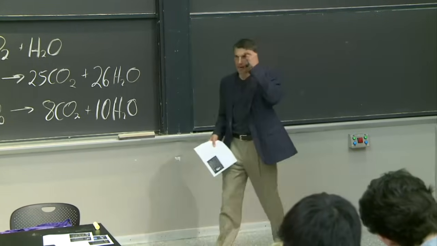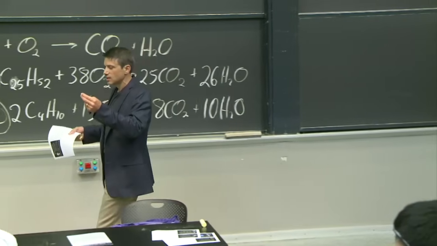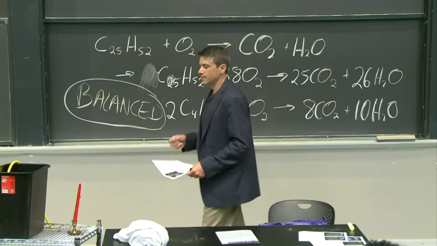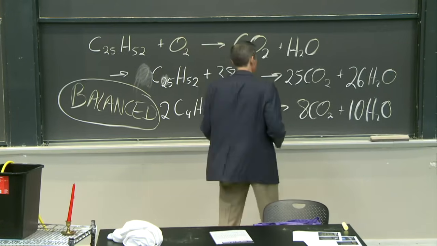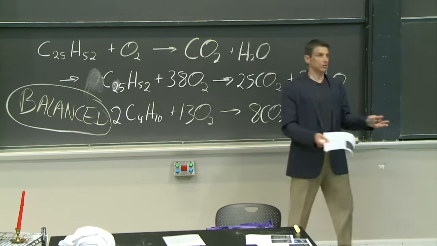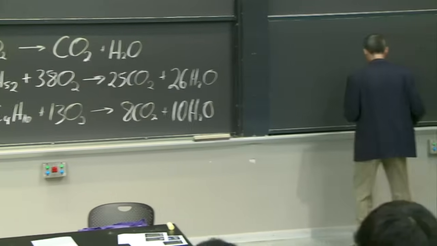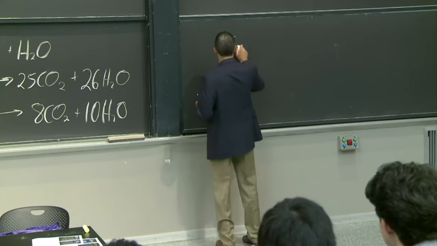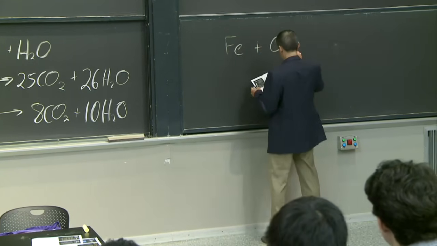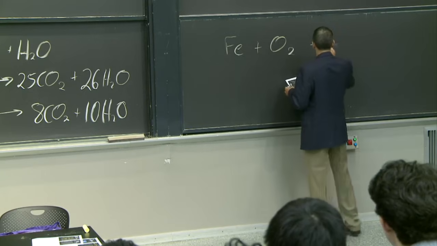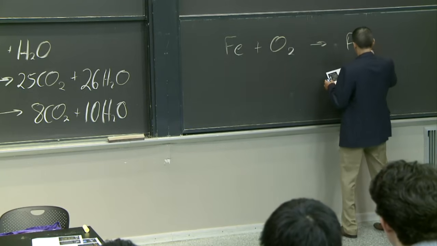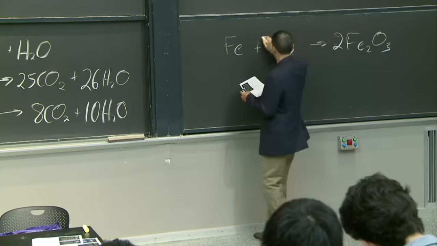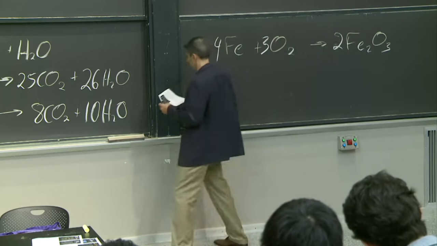But you can also think about whether you have anything, did you have too much, too little? Did I mix it just right? So let's take another reaction, just as an example. If I mix iron and oxygen to make ferric oxide, not balanced, 2, 3, 4.